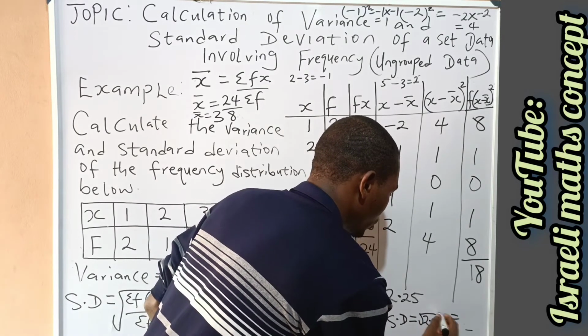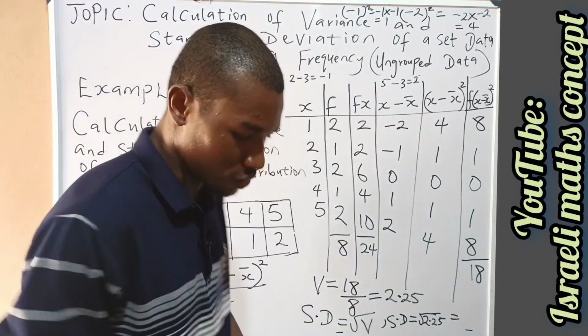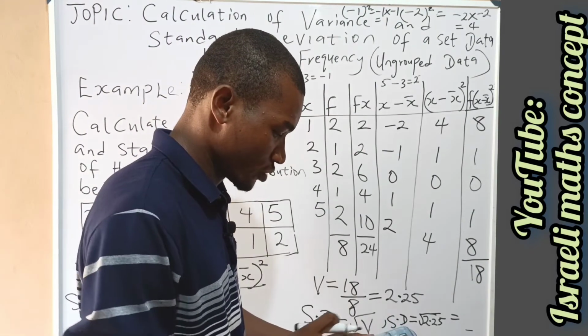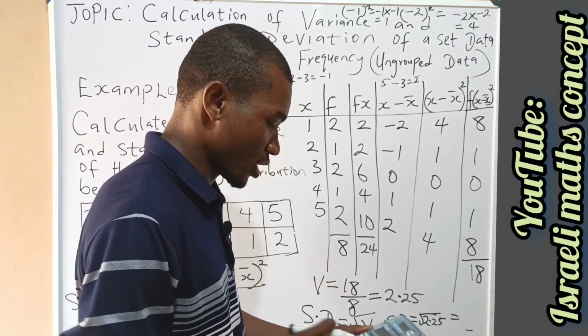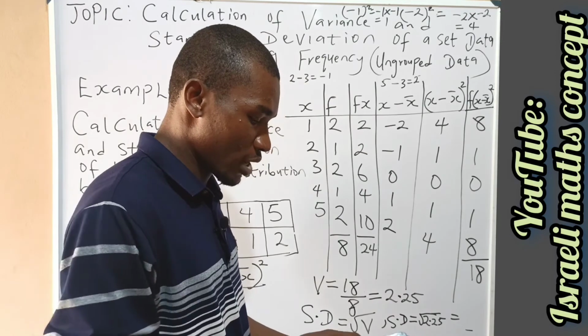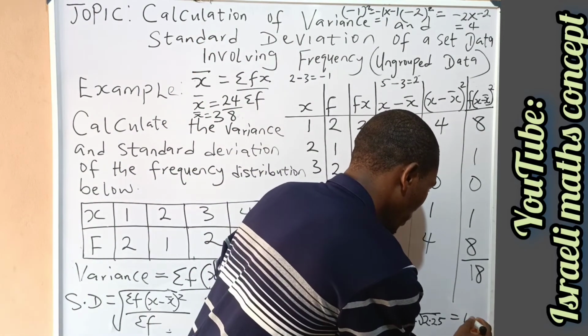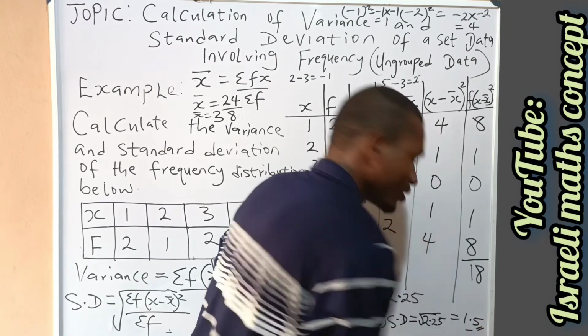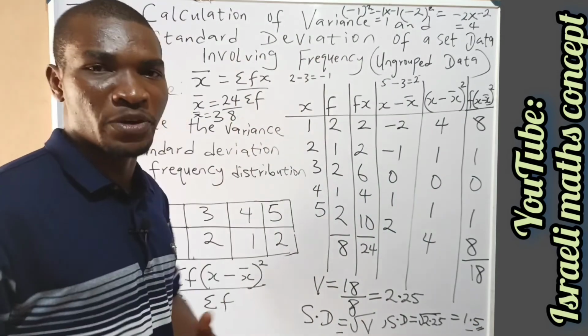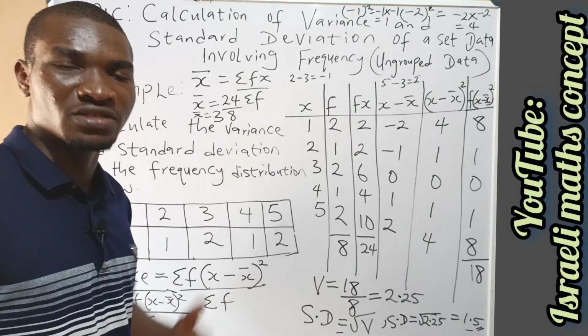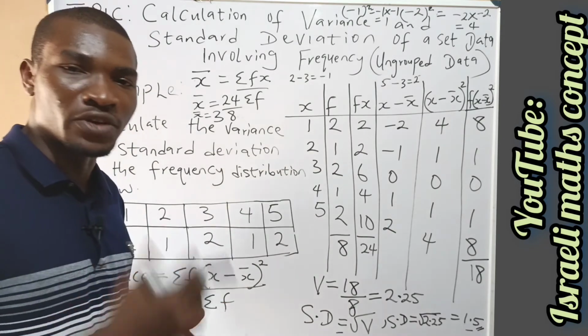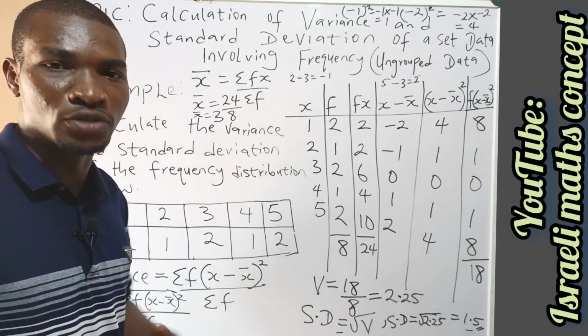When we take the square root of 2.25 with our calculator, we have 1.5. So our standard deviation is equal to 1.5. That sounds very simple. This is basically how to calculate the variance and standard deviation of a given set of data which involves frequency.